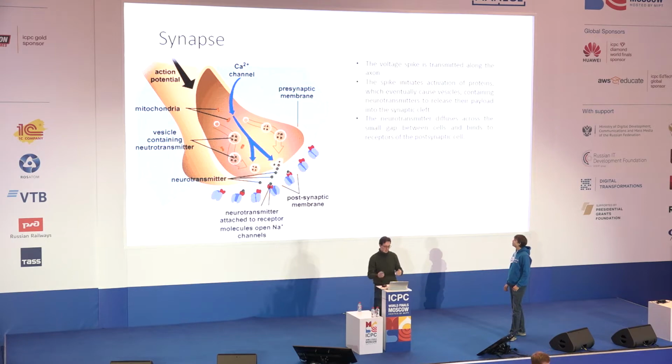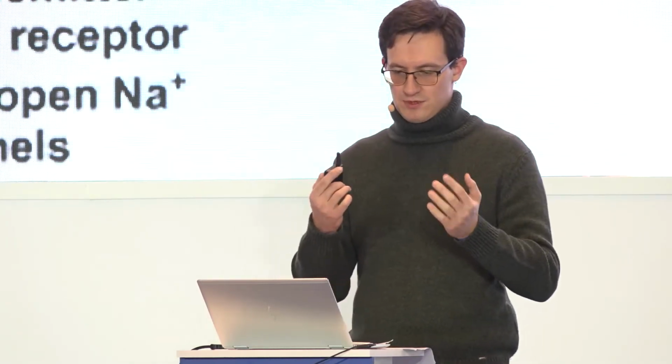A synapse is a junction between two neurons. When the action potential spike arrives, a special neurotransmitter is released into the synaptic gap between two cells. And then the postsynaptic cell, the receiving cell, receives these neurotransmitters, and some changes in membrane potential start.